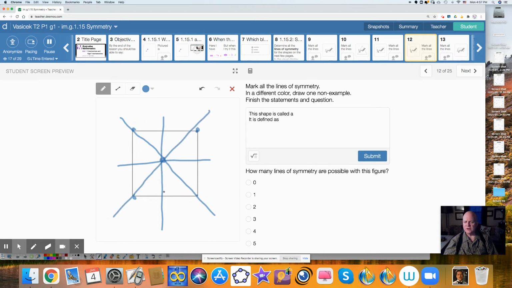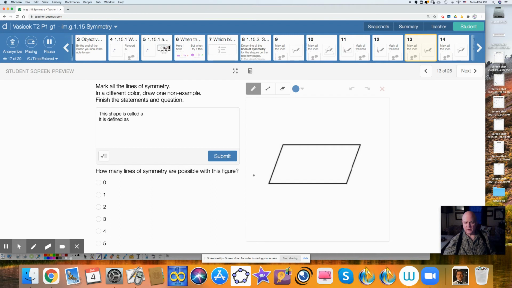Notice all of the lines of symmetry meet at a single point. And if I did a non-example of this, say I could draw a line right here. When I reflect this across here, it's going to be like this, something like that. It's not going to be symmetrical unless it's right at the midpoints.